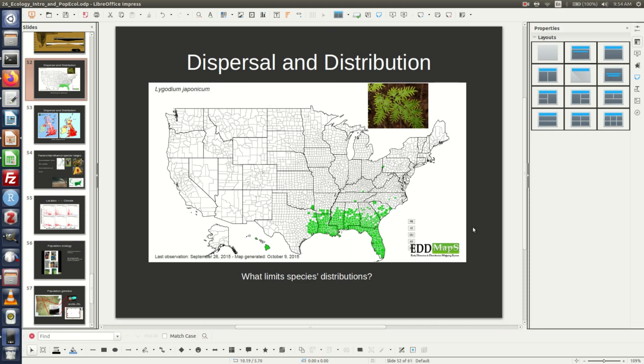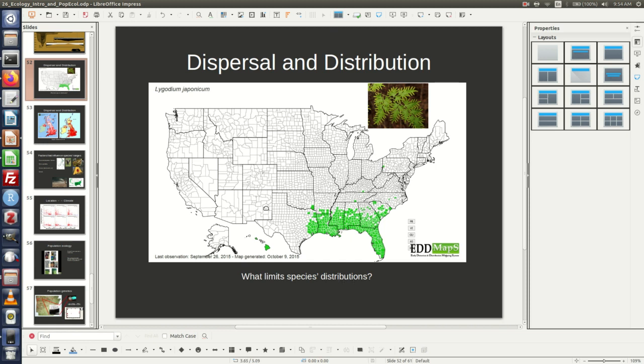As you may guess, japonicum means it comes from East Asia originally, but here's where it is in the United States now. We've got a county by county map, and a couple of the islands in Hawaii have it, all over Louisiana, Florida, southern Georgia, Alabama, and Mississippi. There appears to be some up here in Pennsylvania.